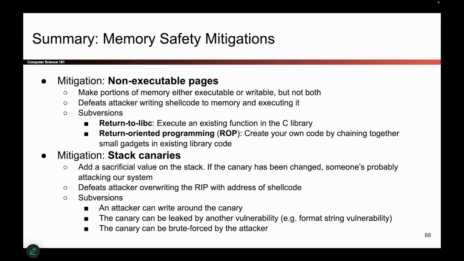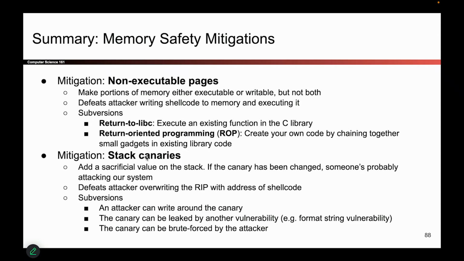And then we spent the rest of this section talking about various mitigations to make the attacker's life harder, but not impossible. We turned some of the common exploits into crashes, which are safer than allowing the attacker to do whatever they want. So non-executable pages said every part of memory is executable or writable, but not both. So you can't write the shellcode and also execute it as instructions. But we saw two ways to subvert this: return to libc and return-oriented programming, which take advantage of existing code that's already in memory and already marked as executable.